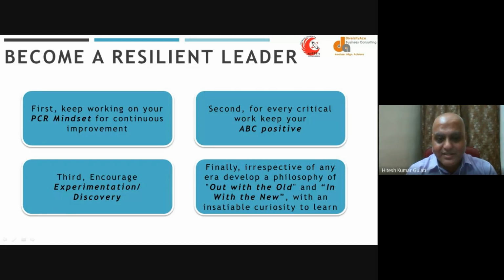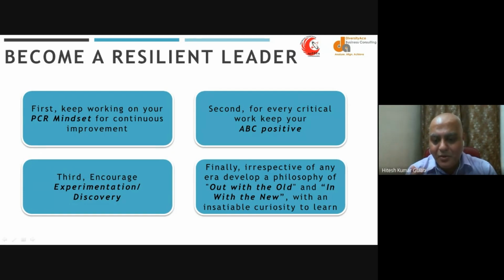And fourth is, irrespective of any era, develop a philosophy of out with the old and in with the new, with an insatiable curiosity to learn. Because I hope all the dear faculty members present here understand, if we adopt the child ego state, we'll have that insatiable curiosity to learn new things.